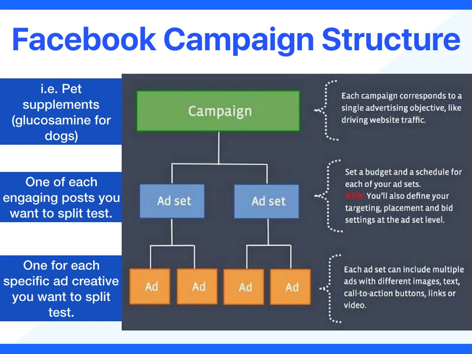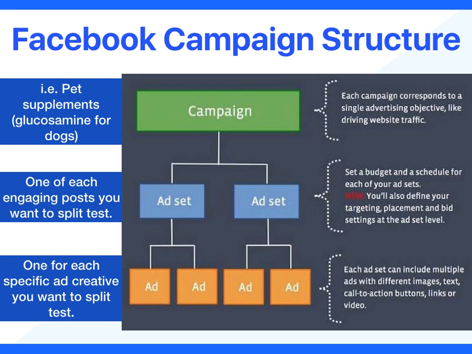Next is the ad sets. Here you set a budget and a schedule for each of your ad sets. You also define your targeting, your placement, and bid settings at the ad set level right here. For instance, you can create multiple engagement posts within a main campaign to split test the results.